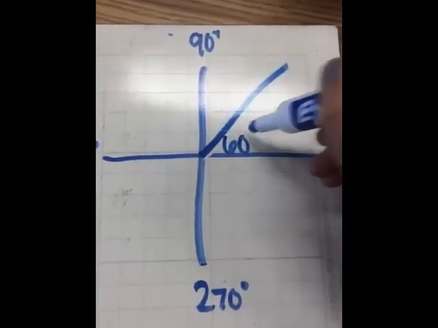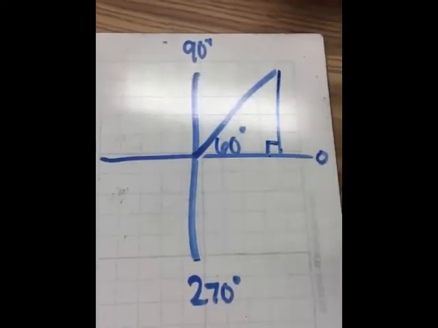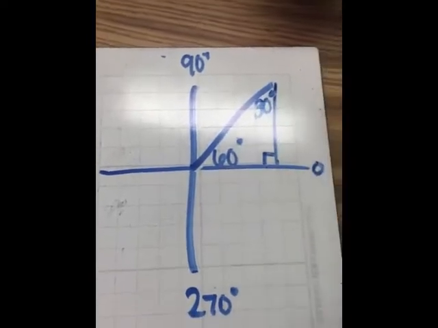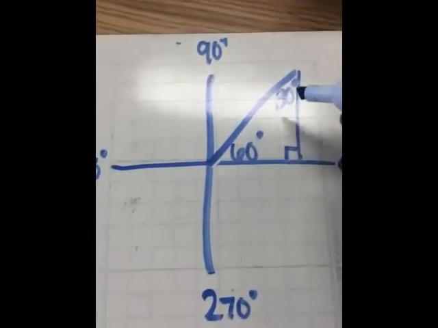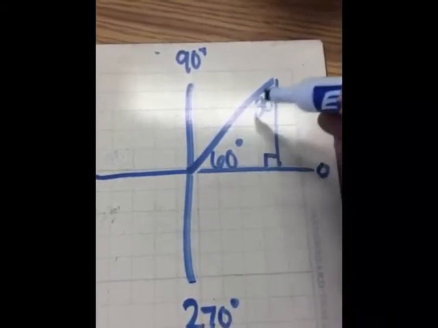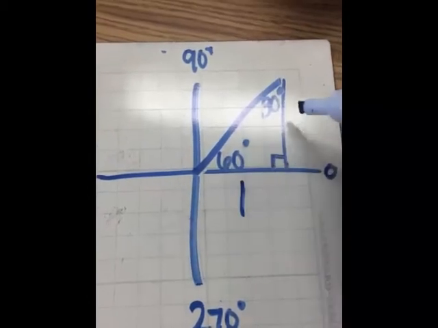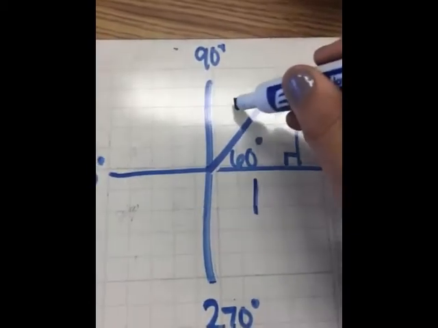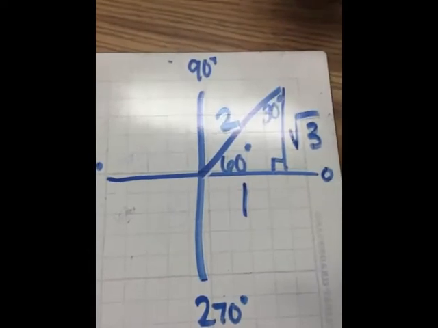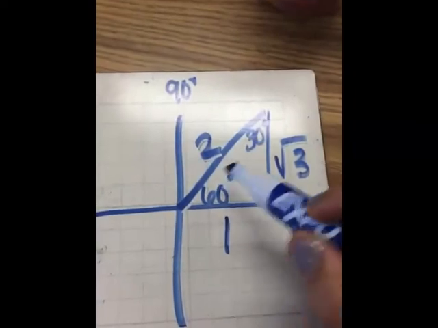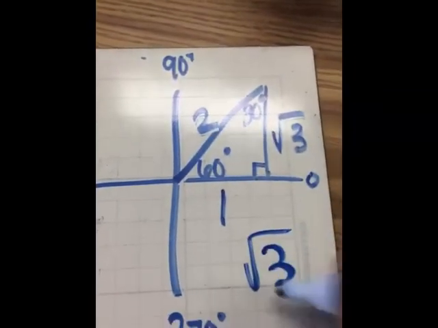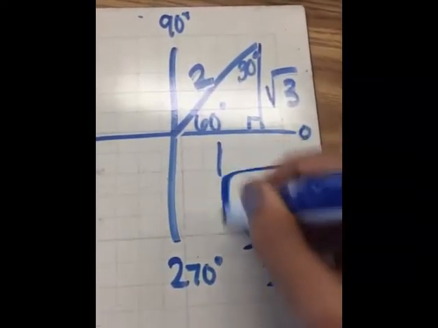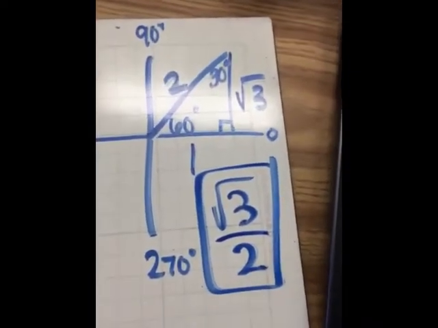So here's 60 degrees. Then I'm going to draw a right triangle. So this will make this angle 30 degrees. And that is a special right triangle. So I can label my sides according to my special right 30, 60, 90 ratios. Across from the 30 is 1, across from the 60 is root 3, and across from 90 is 2. So now when I'm looking for sine of pi over 3, sine of 60 degrees, that's opposite over hypotenuse. Opposite of 60 is root 3. Hypotenuse is 2. So my answer is root 3 over 2.